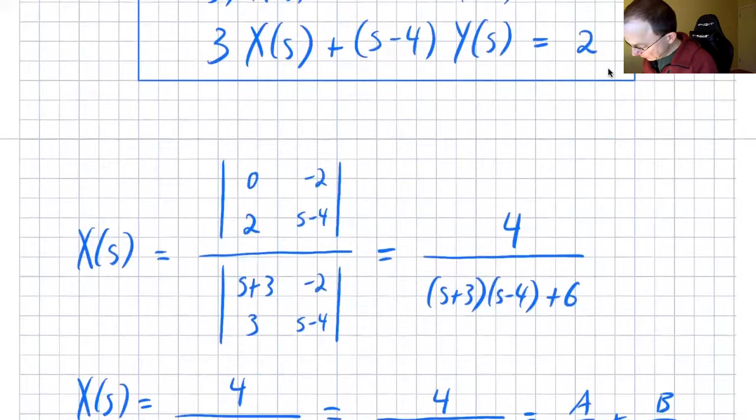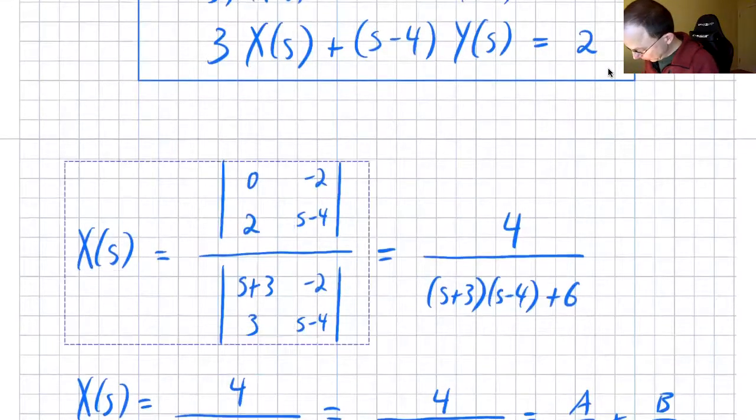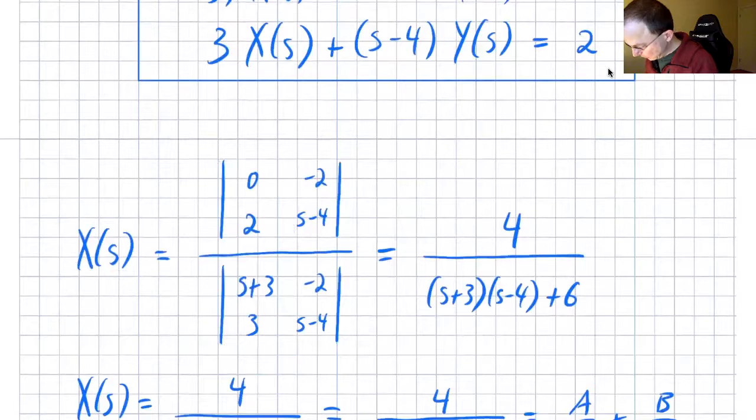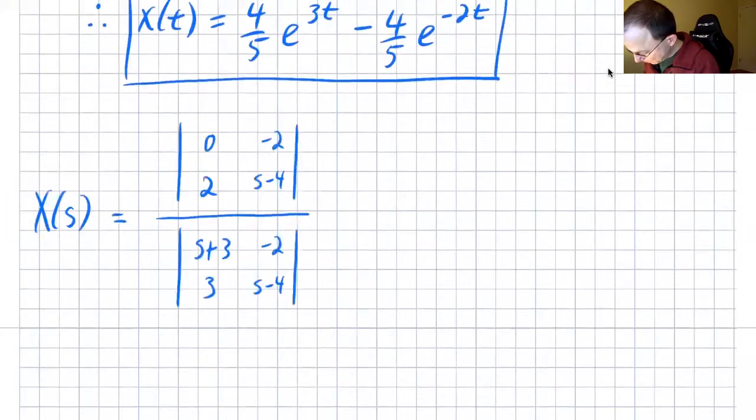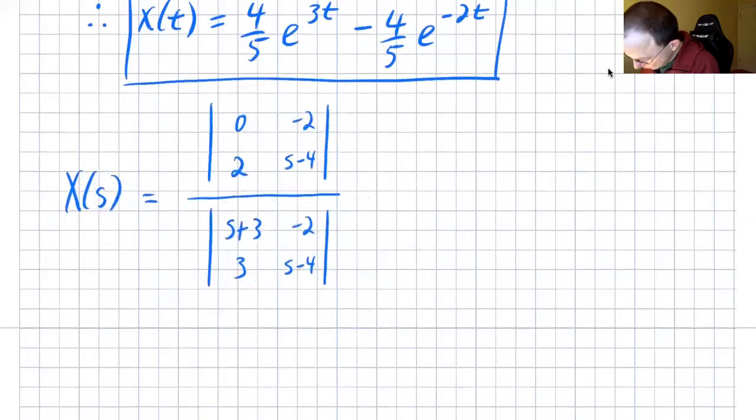So y of s is the second part of Cramer's rule. So we'll copy this and paste that there. Now we're doing y of s. And in this case, we are going to put this right-hand side over here.